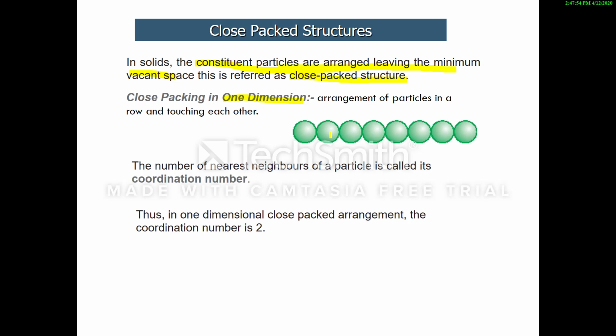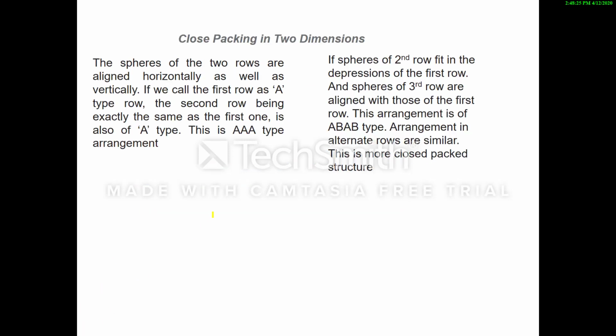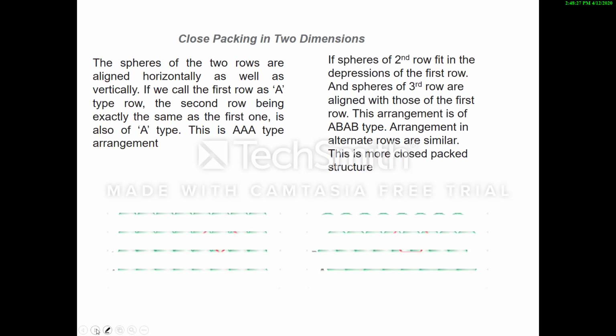Now we can say in this case each particle, like this is the particle, and this is in close relationship with this and this. So these are the nearest neighbors, and the number of nearest neighbors is known as the coordination number. The number of nearest neighbors of a particle is called its coordination number. So we can say in 1 dimension the coordination number is 2. Now we will discuss next the close packing in 2 dimensions.